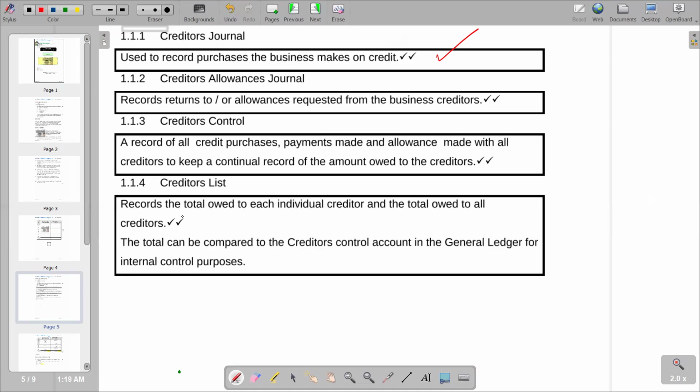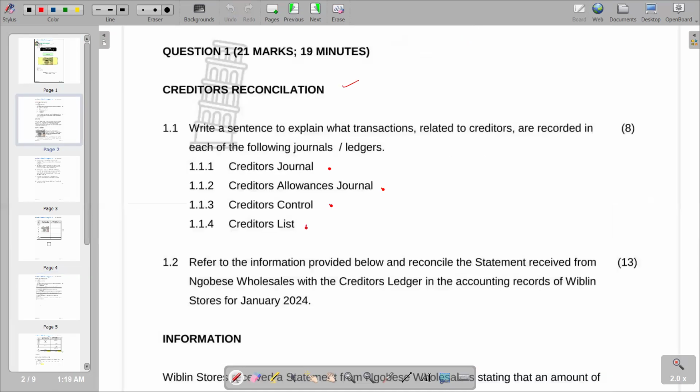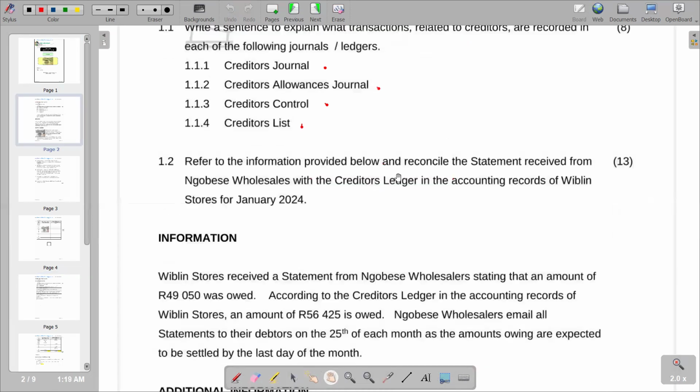So that's 1.1.4. We go to the second part of our question, 1.2, which reads: refer to the information provided below and reconcile the statement received from the sellers with the creditors ledger in the accounting records of Wimbledon Stores for January 2024. The requirement is the reconciliation: to reconcile the statement received from the sellers with the creditors ledger.